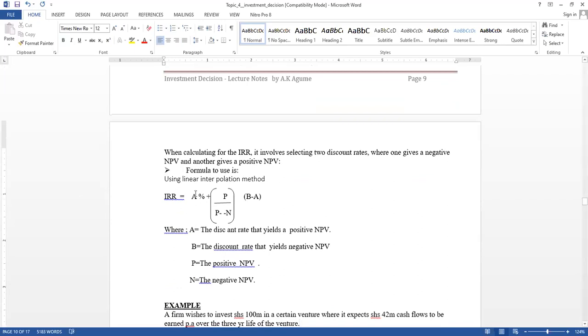For us to get the IRR, we need A% plus, open the bracket, P divided by P minus N, into B minus A. These variables are described here, where A is the discount rate that yields a positive NPV, B is the discount rate that yields a negative NPV, P is the positive NPV, and N is the negative NPV. Okay.